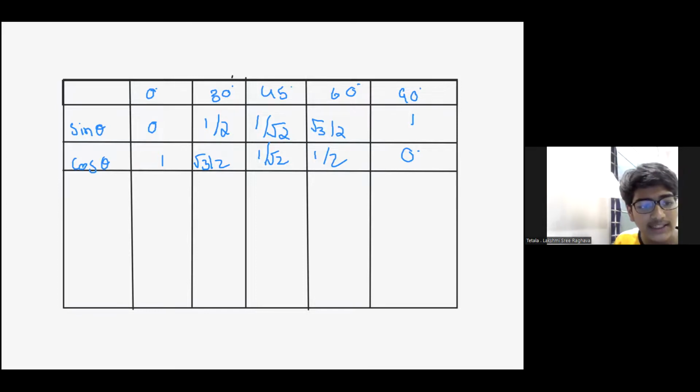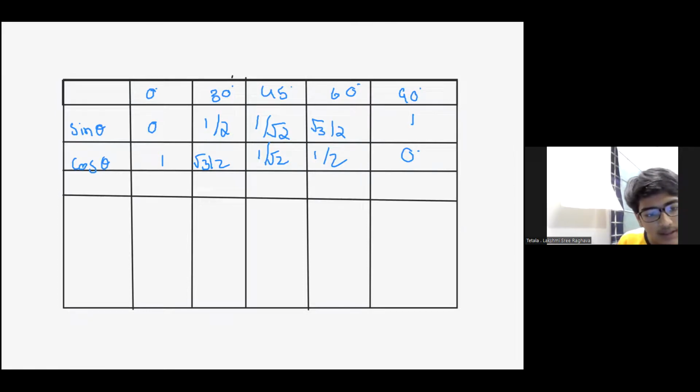Now, we have to go with tan theta. Tan theta is equal to opposite by adjacent, sine by cos. So 0 by 1 is 0. Next, 1 by root 2 divided by root 3 by 2. 2 and 2 get cancelled. So 1 by root 3. Next, 1 by root 2 by 1 by root 2. Root 2 gets cancelled. Final answer is 1. Root 3 by 2 and 1 by 2: 2 gets cancelled. Root 3 is the value.